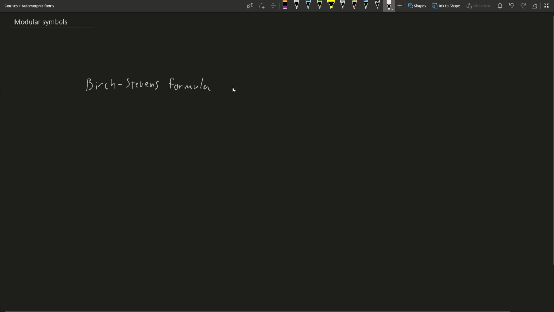As a reference for this formula and for the stuff I'm going to say, I can give this paper of Mazur, Tate, and Teitelbaum. Let me make sure I spell this correctly. From 1986, p-adic analogs of the conjectures of Birch and Swinnerton-Dyer, and this will be sections 7 and 8 in that paper. These sections are very short.